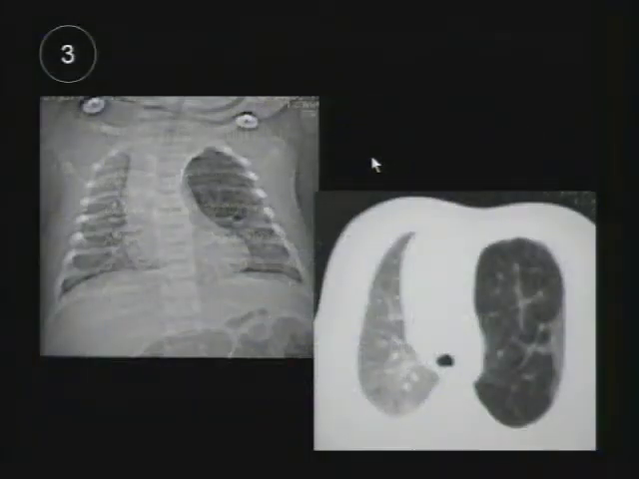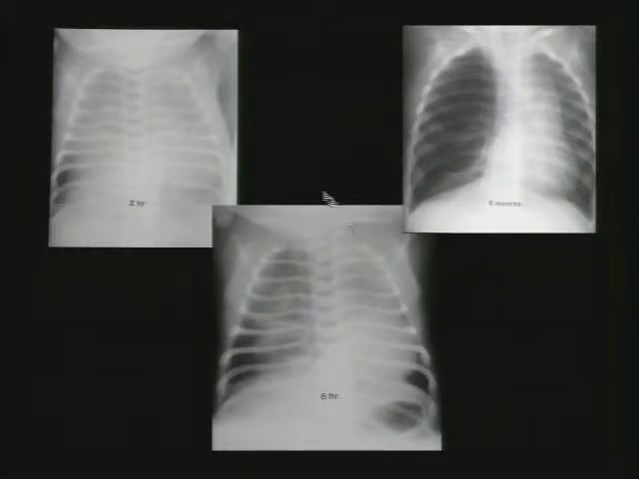Here's the next unknown. Notice that there was some asymmetry in the lung, some lucency in the left upper lobe, and notice that there are branching pulmonary structures, vessels in this. This is congenital lobar emphysema. There's another case of congenital lobar emphysema.